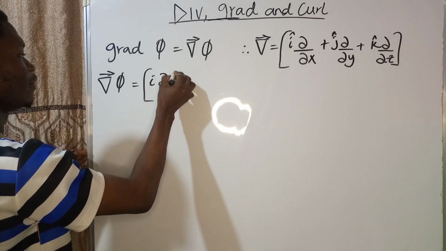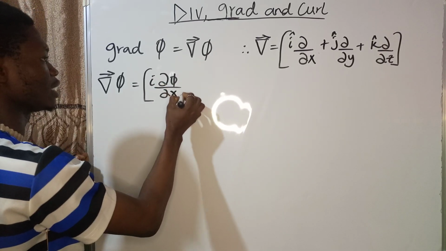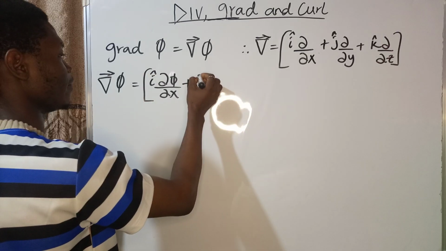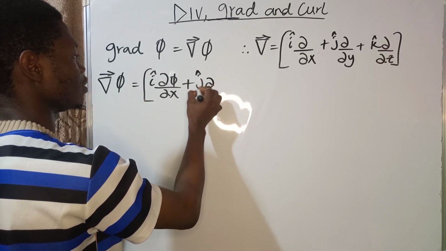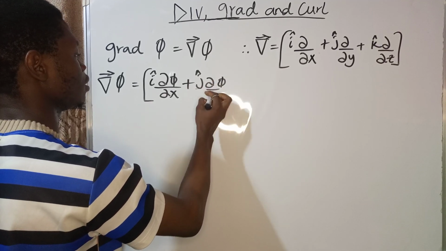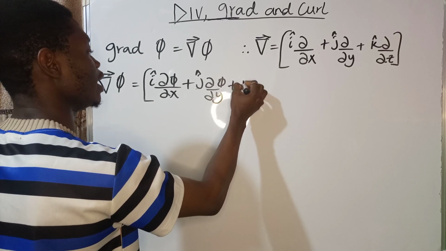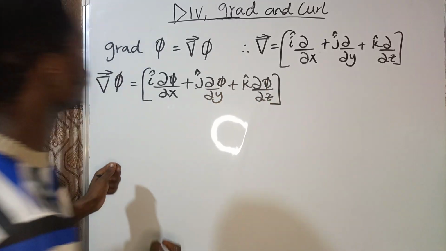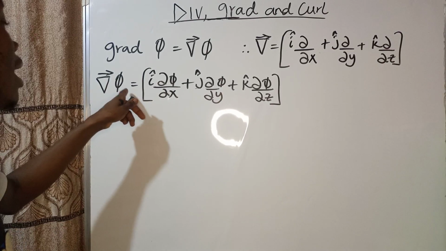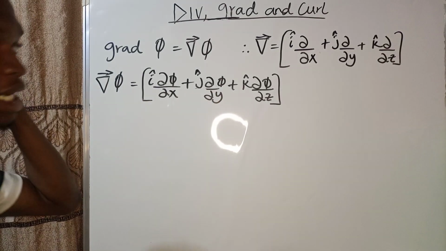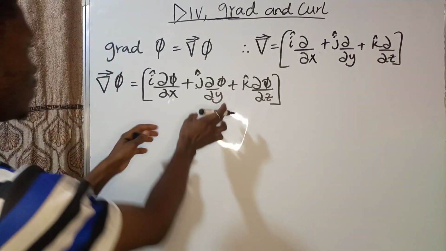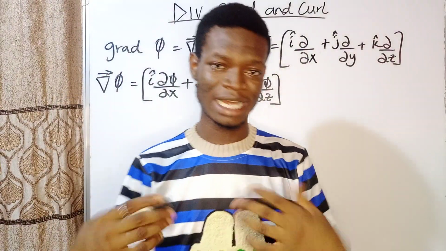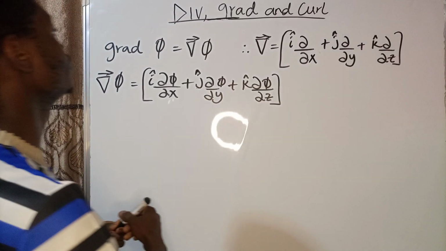So when it's operating on phi, we are going to have i partial derivative of phi over x, plus j partial derivative of phi over y, plus k partial derivative of phi over z. So this is what we get when nabla operates on phi. We say that after operating on it, we get a vector, so it has direction. Remember, vector quantities are those that have numerical value and direction, but scalars don't have direction.